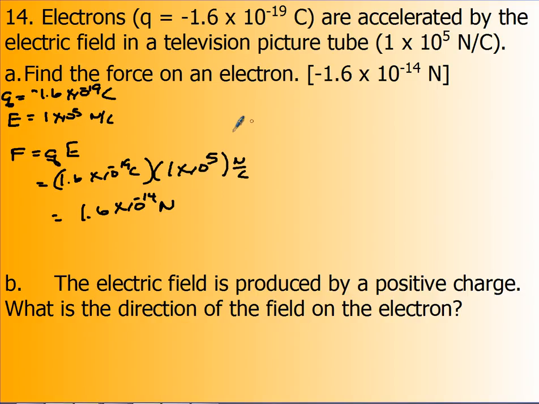Now, be careful with the signs, all right? Because if my electric field is going this way, all the negative means is my negative charge will have a force going to the left. So the electric field is produced by a positive charge. What's the direction of the electric field on the electron? Well, it's back. So opposite direction. How about that?